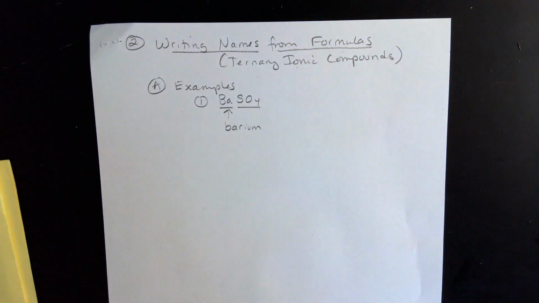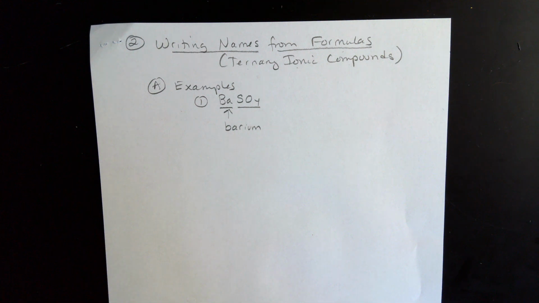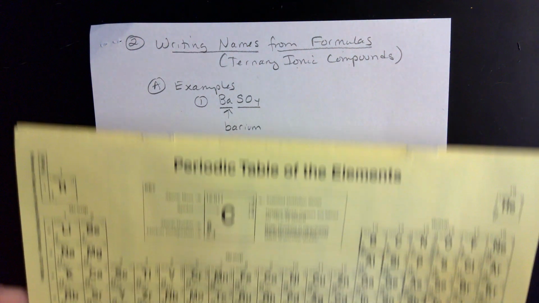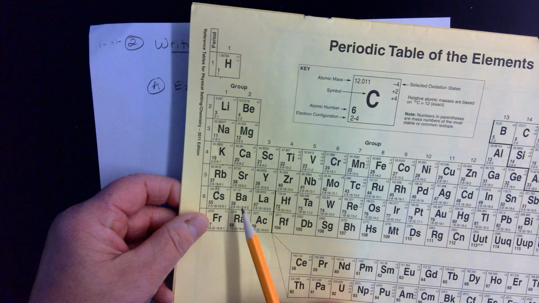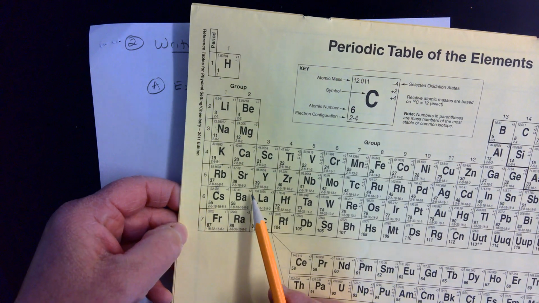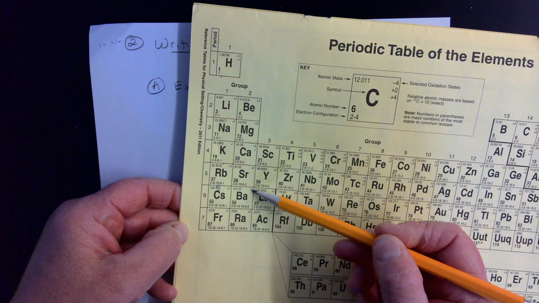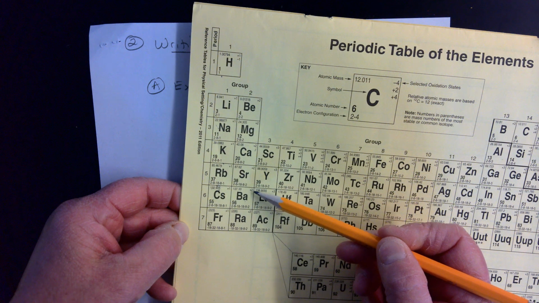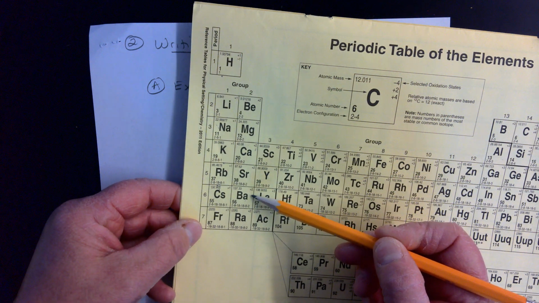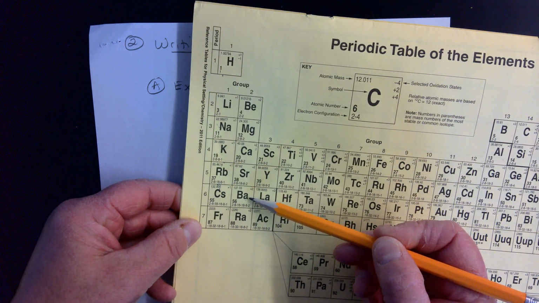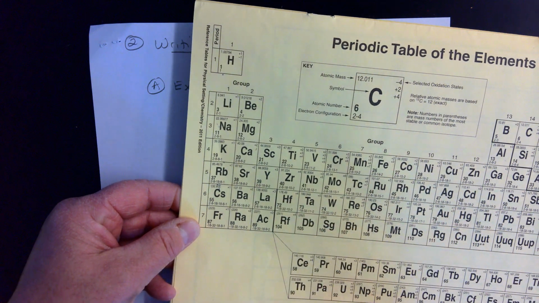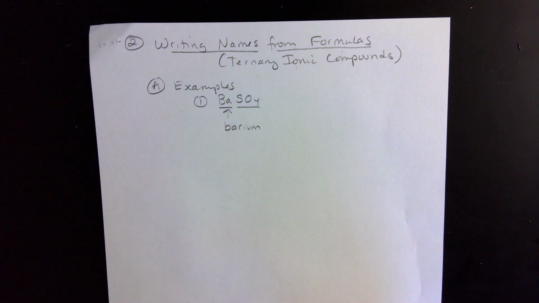And what we need to do is check to make sure that barium does not need a Roman numeral. So if we look at barium and we look in the upper right corner, there is only one possible charge. So that means we do not need to specify what charge this barium ion is. So in this case, we do not need a Roman numeral.